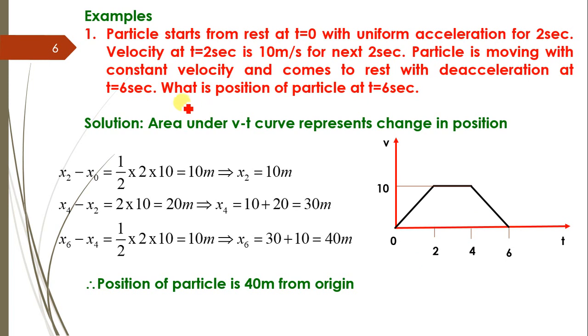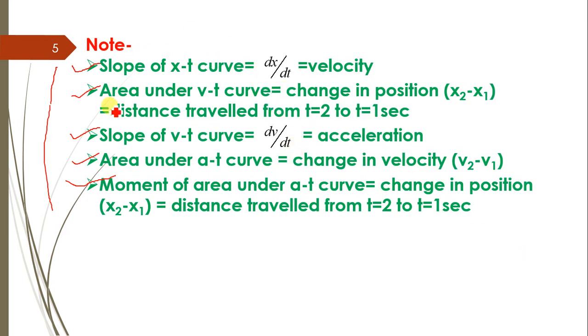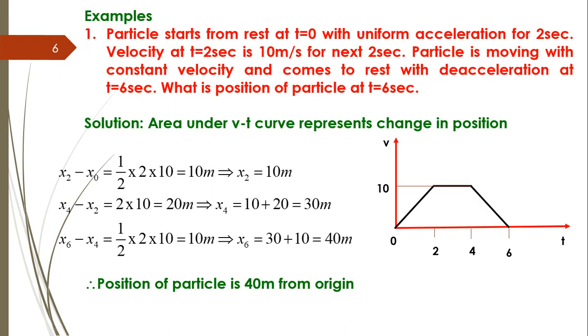Now by using this v-t curve, we have to determine the position of the particle at t equals 6 seconds. We know that the area under the v-t curve gives us the change in position of the particle. Therefore we consider the area under this v-t curve from t equals 0 to t equals 6 seconds. Here I am dividing this area of the trapezoid into three parts, that is from 0 to 2, then 2 to 4, and 4 to 6.